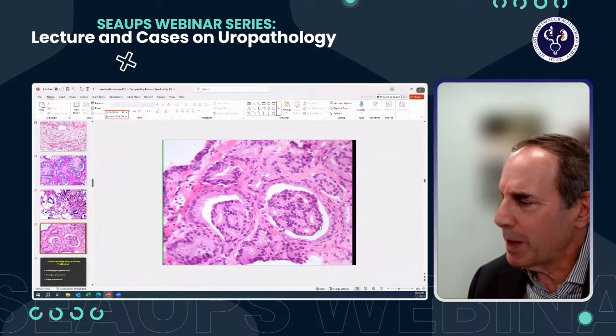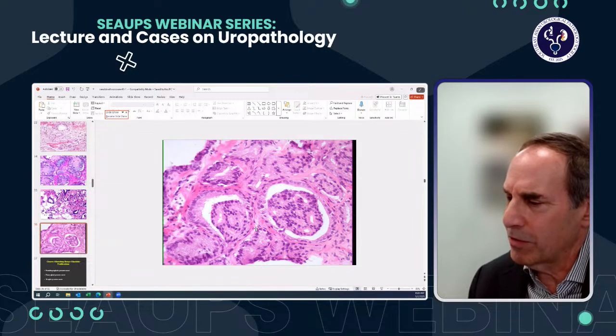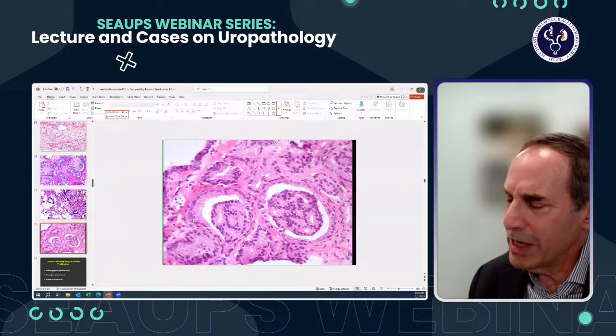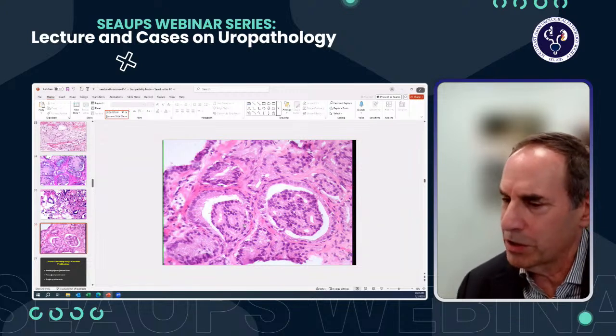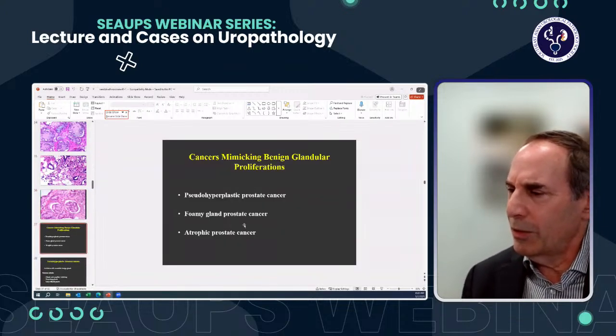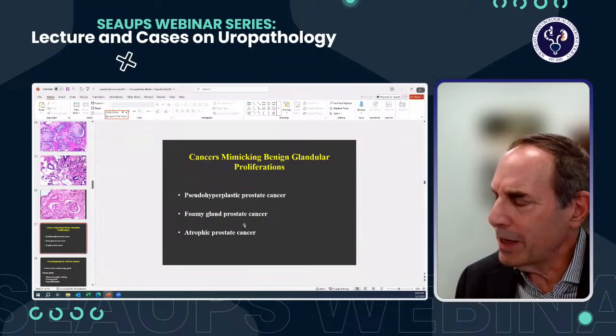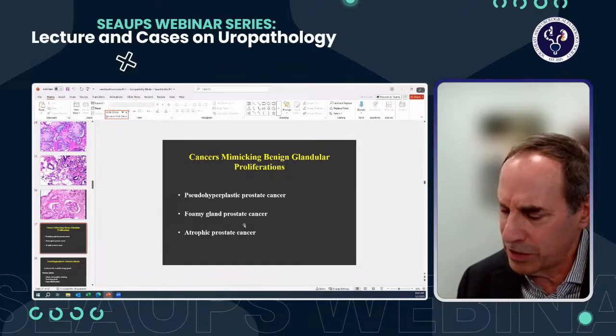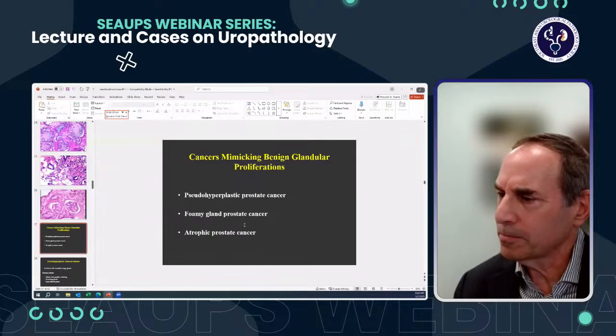Glomerulations is another feature pathognomonic of prostate cancer. It's Gleason pattern 4, where we see a cribriform process protruding into a neoplastic gland, but not transluminal like we typically think of a cribriform structure. But any little glomeruloid structure, if you see it, again, that has to be prostate cancer. Now, I'm going to turn to some cancers that can mimic benign glandular proliferations. That's pseudohyperplastic prostate cancer, foamy gland prostate cancer, and atrophic prostate cancer.